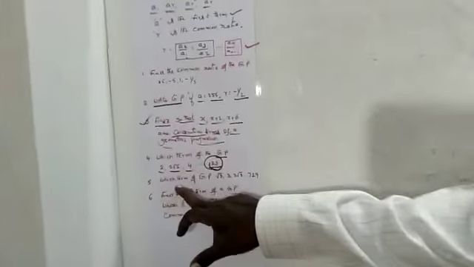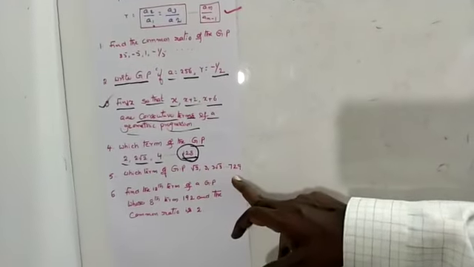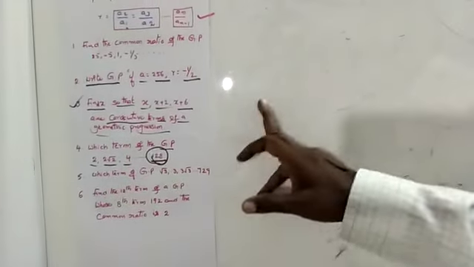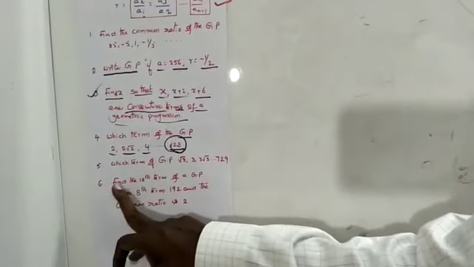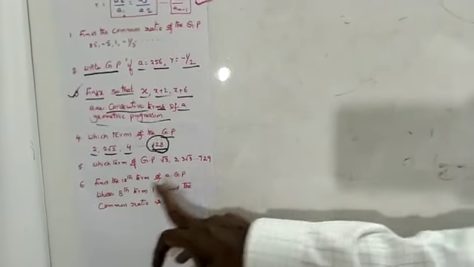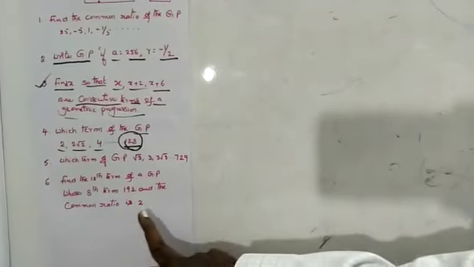This is the same model. Which term of the GP root 3, 3, 3 root 3, and so on is 729? The same model, you have to practice it. Next, the 6th problem. Find the 12th term of a GP whose eighth term is 192 and the common ratio is 2.